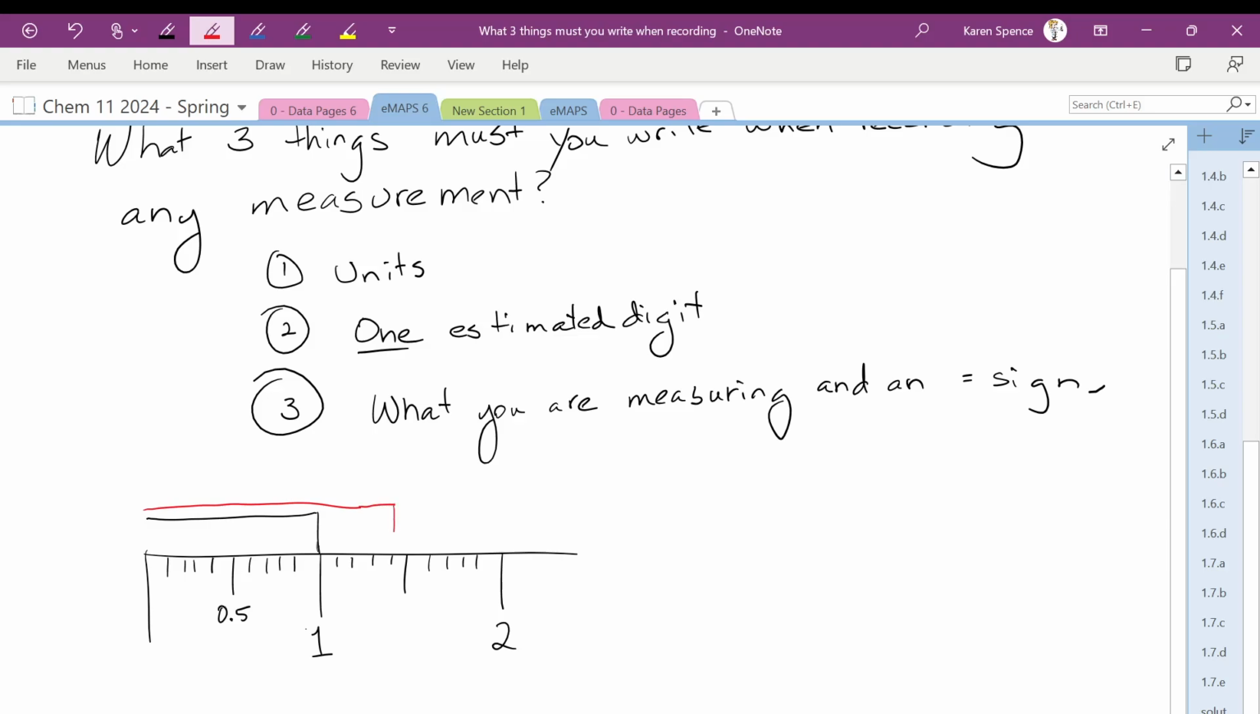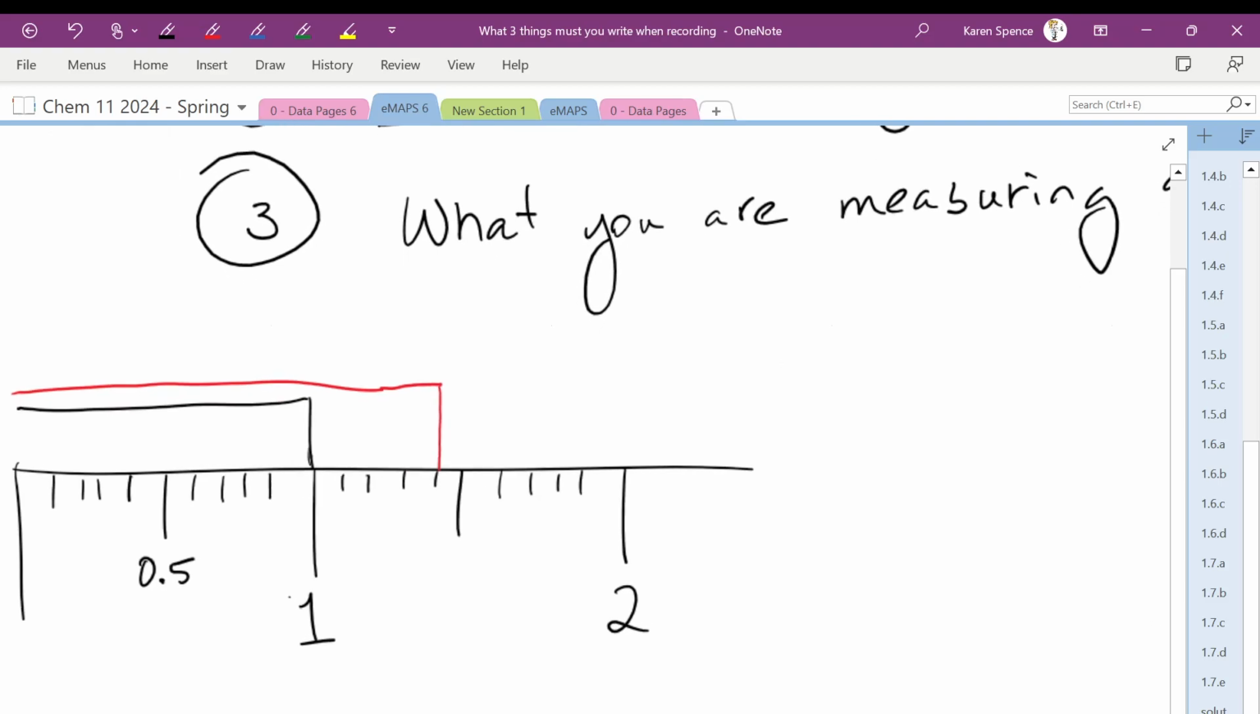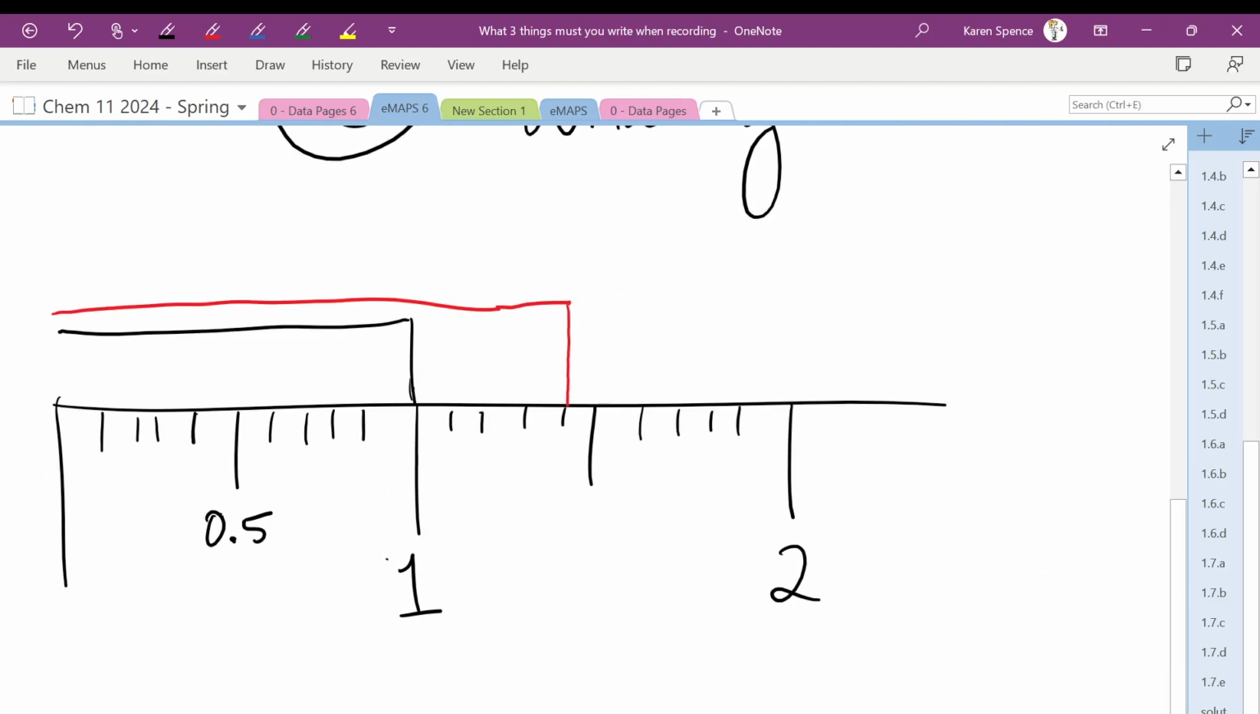So let's say that we had this red thing and we are measuring in centimeters. Tell your partner what that measurement would be for the red object. Let's call it a, what should we call it? Should we call it a stick? Okay, we're going to pretend that that is a red stick. Tell your partner how you would record that measurement.